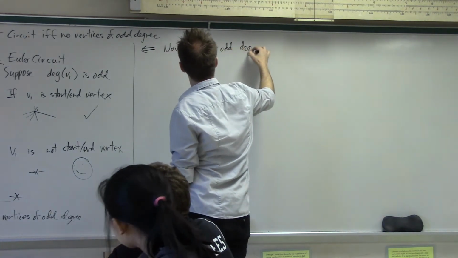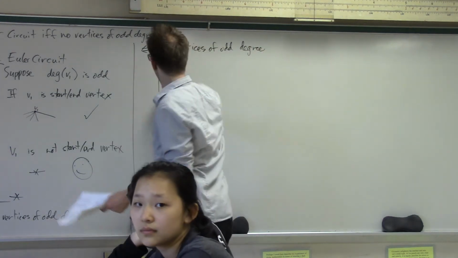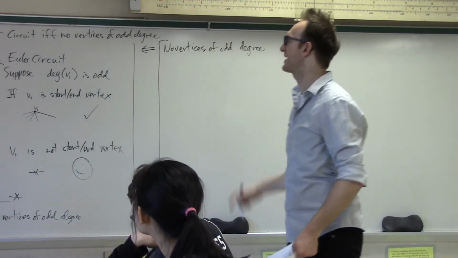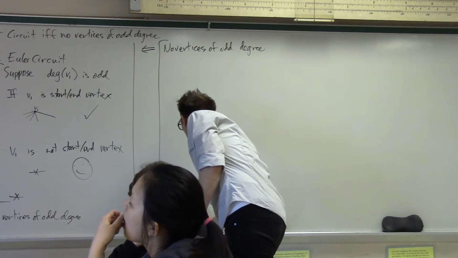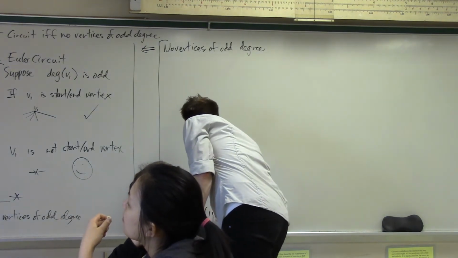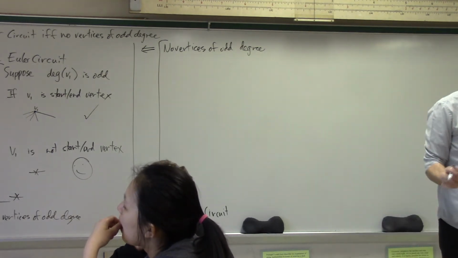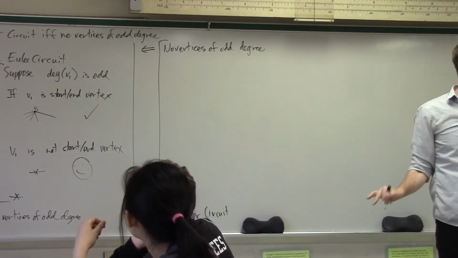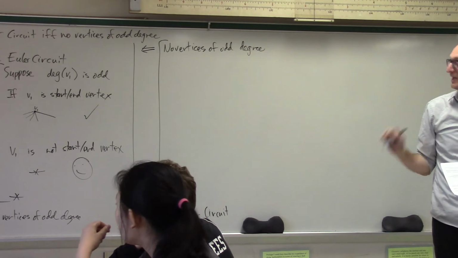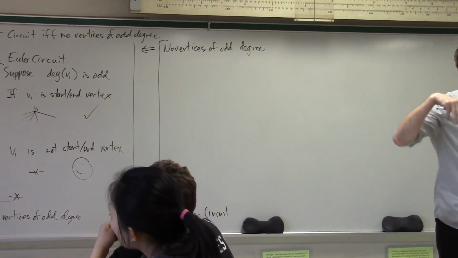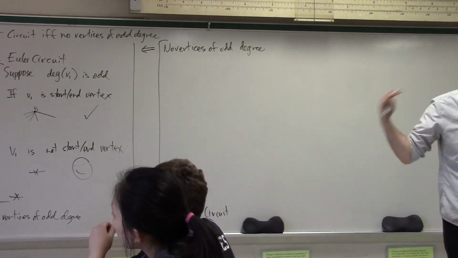This, to me, seems intuitively a harder direction. If there are no vertices of odd degree, show that there must be an Euler circuit. And it really needs to be, well, it doesn't need to be, but it is a constructive argument. So given any arbitrary graph, if there are no vertices of odd degree, I need to be able to produce an Euler circuit.